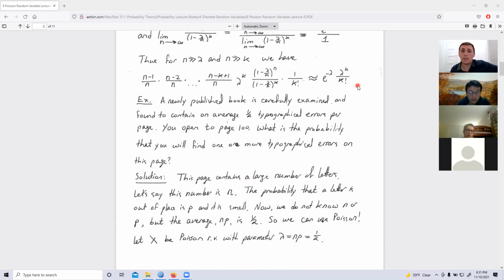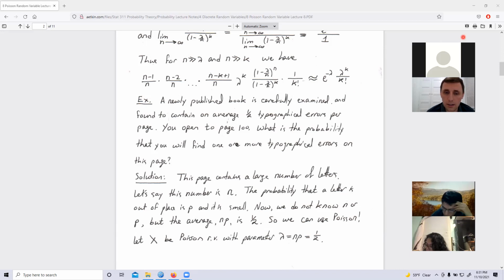Okay, now let's look at an example. A newly published book is carefully examined and found to contain on average 1/2 typographical errors per page, which means per 2 pages you have 1 typographical error. Make sense? You open to page 100. What is the probability that you will find 1 or more typographical errors on this page?